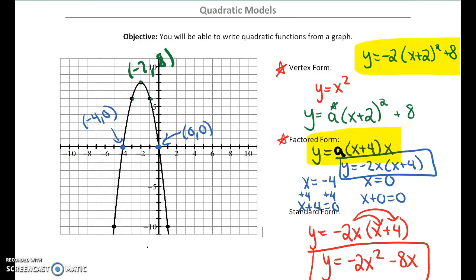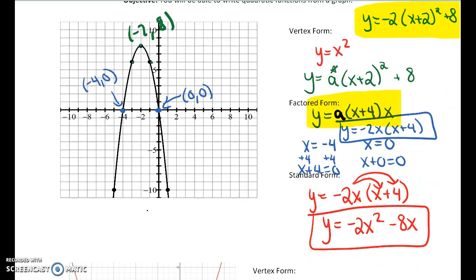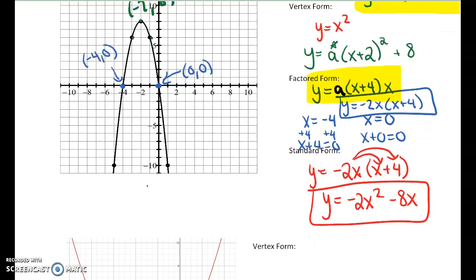If you multiply out vertex form, you should get the exact same thing. So if you would like to test that theory just for some practice, you would have to expand this binomial, x plus 2 times x plus 2, then multiply by negative 2, then add 8, and again, you should get the same exact standard form. Okay, so test that theory if you wish. Those are the three different forms: vertex form, factored form, and standard form.